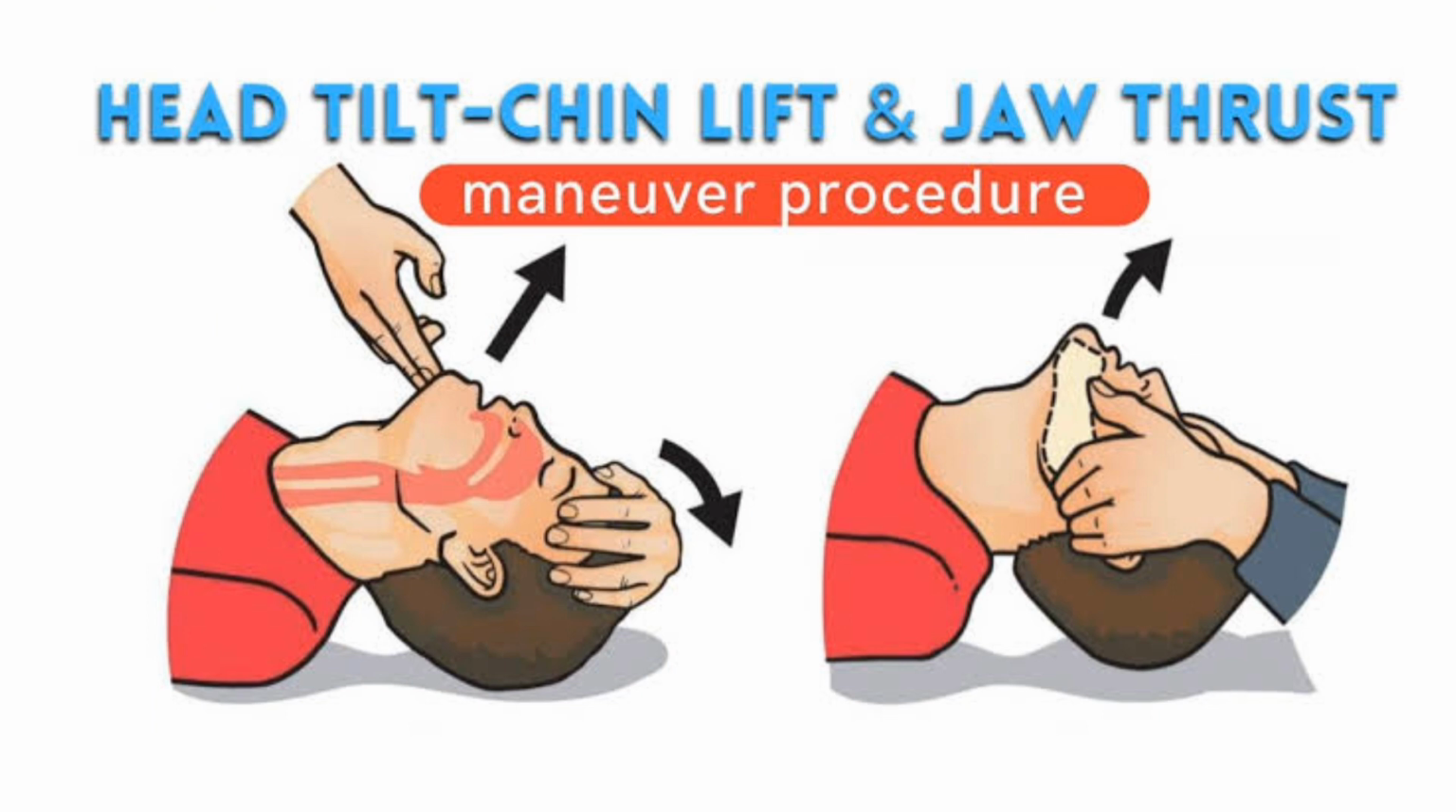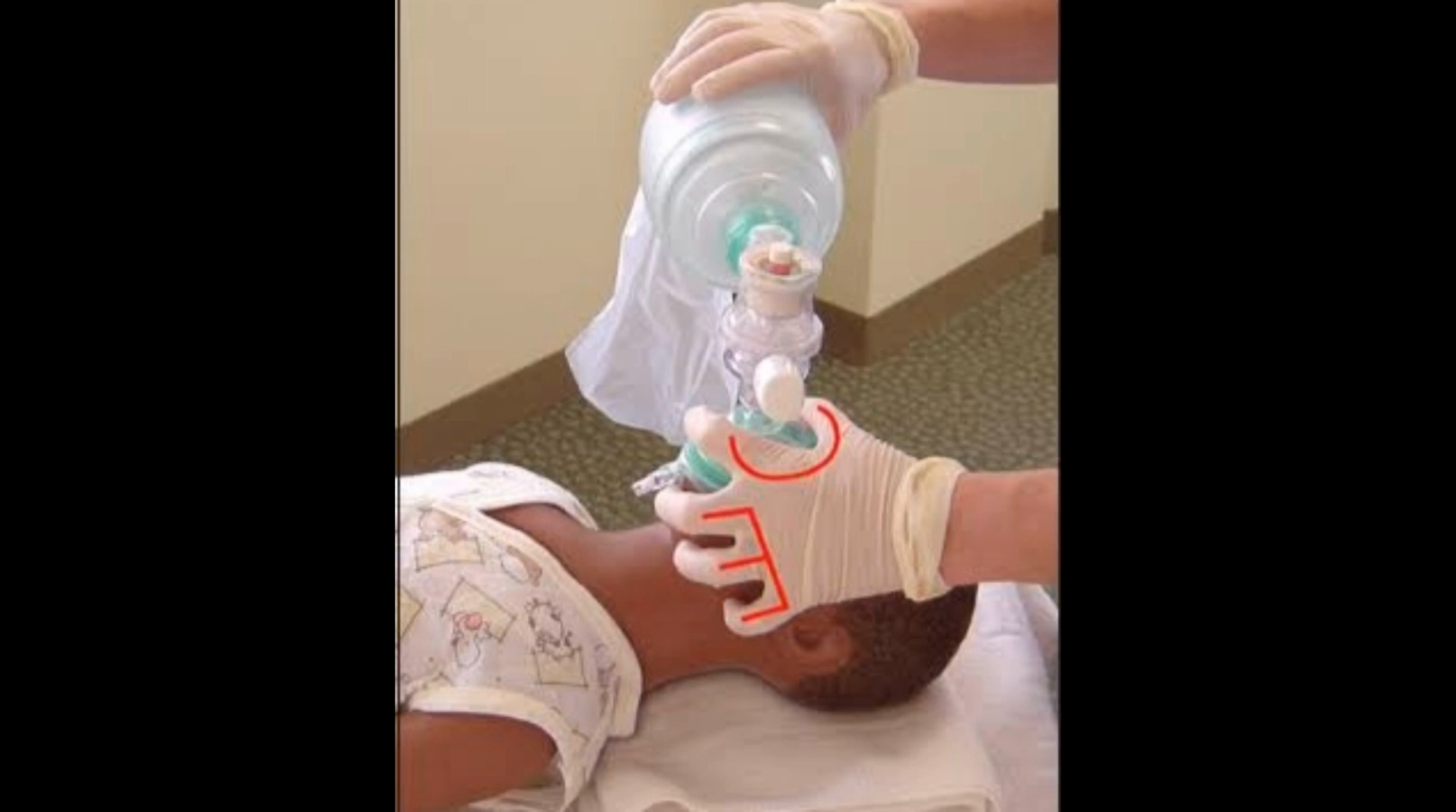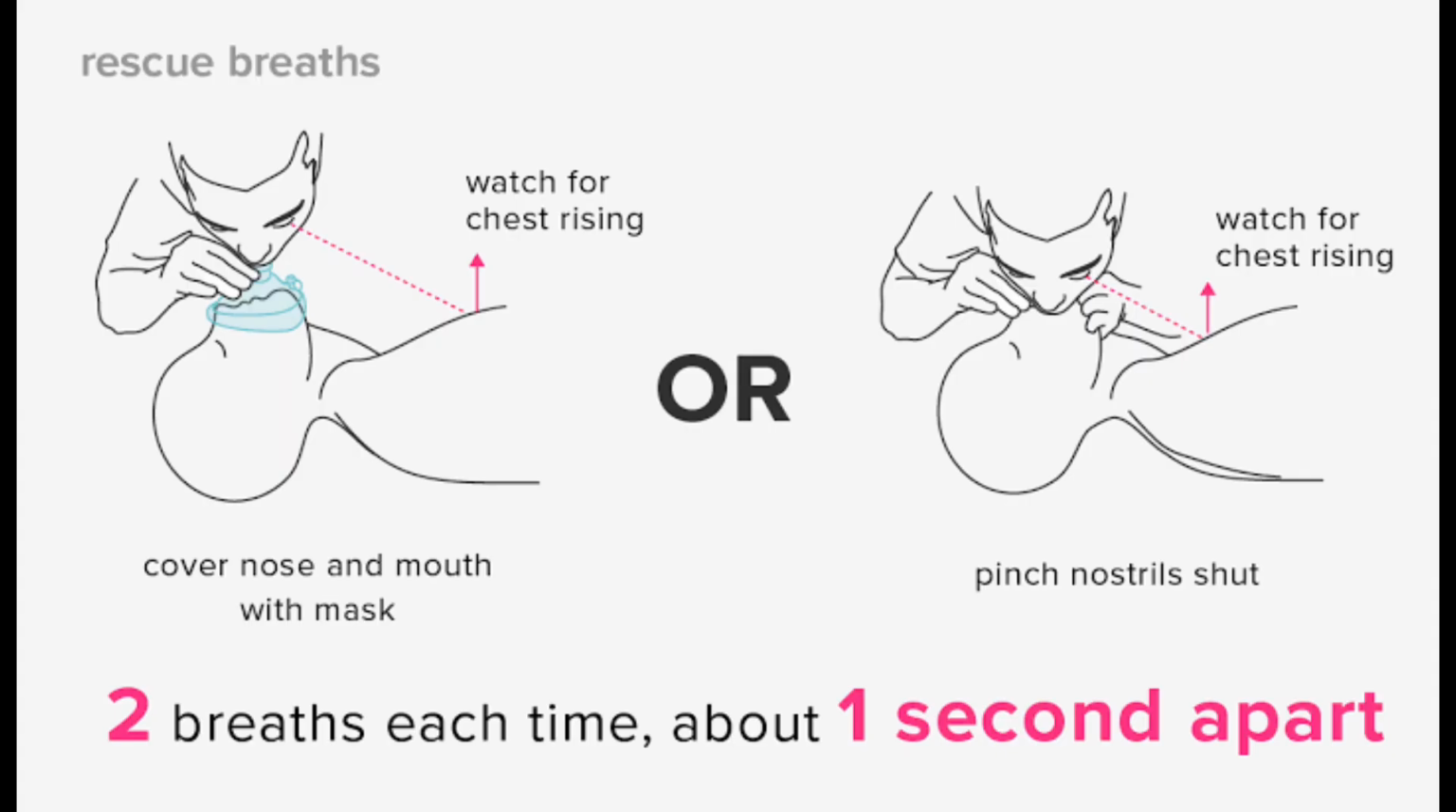To open the airway, you must use the head tilt maneuver and the chin lift maneuver to properly open the airway. And if you are using the bag mask device, you must use the technique known as the E and C technique. After that, you must see the chest rise to be sure that you are giving the breaths properly. If the chest is not rising, then you have to change your position for opening the airway.